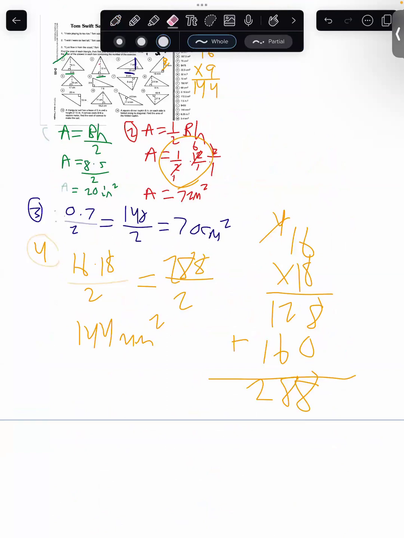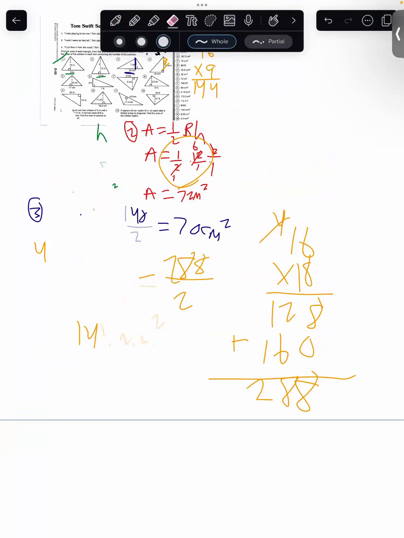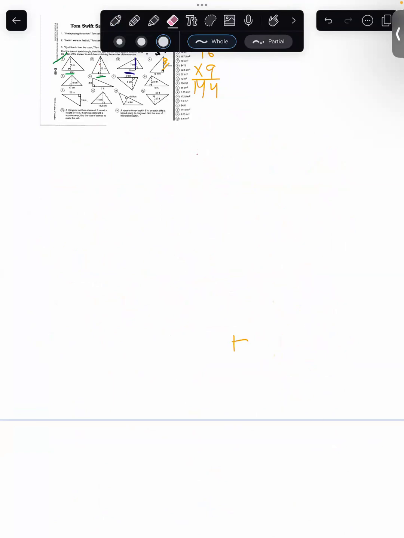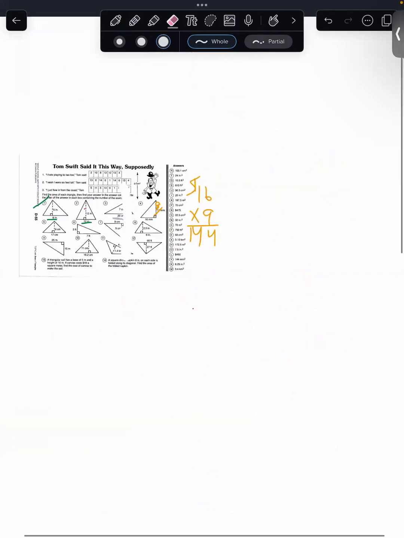All right. If you don't understand that completely, 100%, don't mess with that. Just multiply them, then divide by 2. That'll work too. All right, next one.